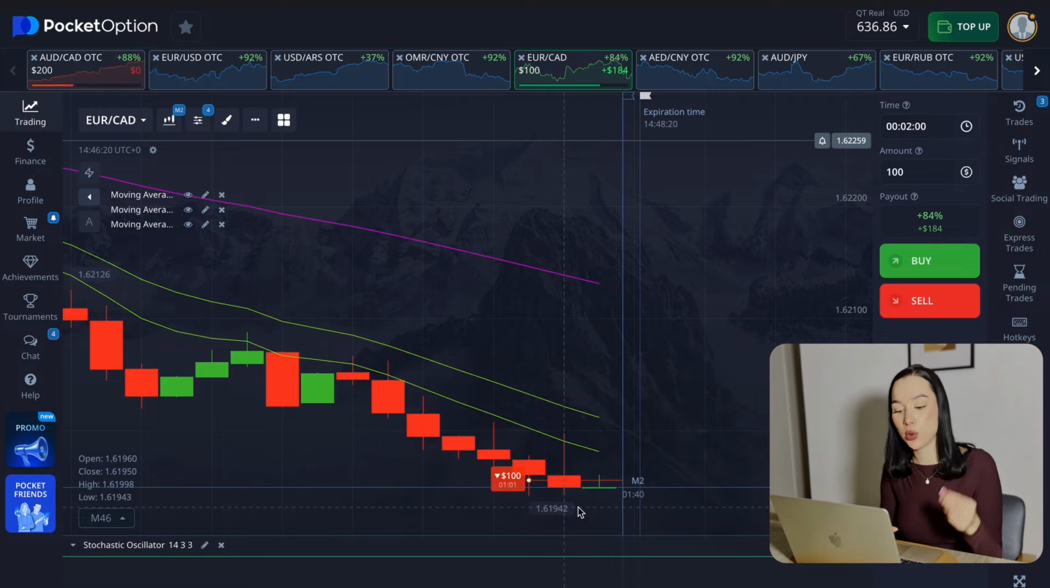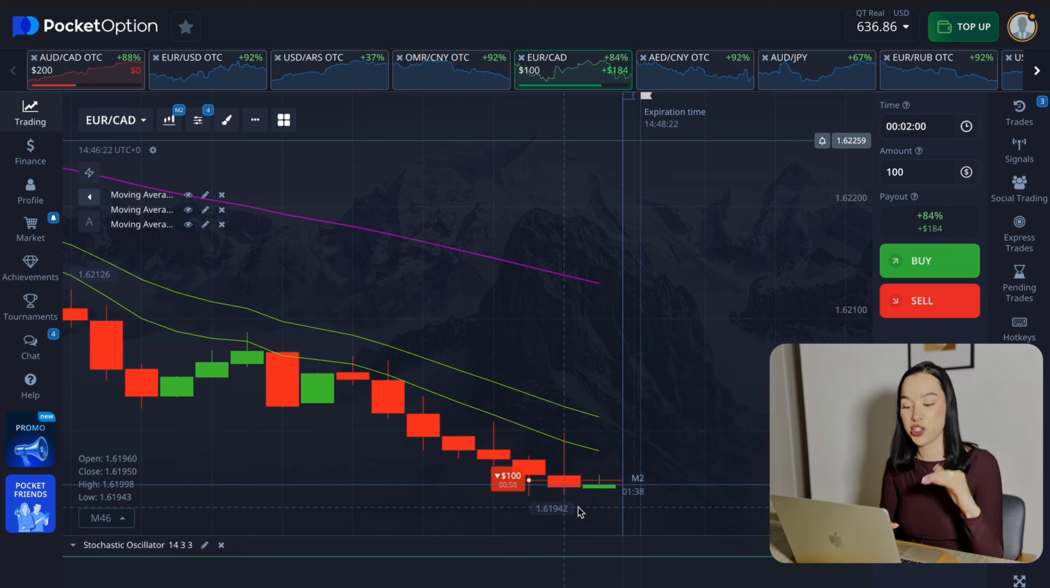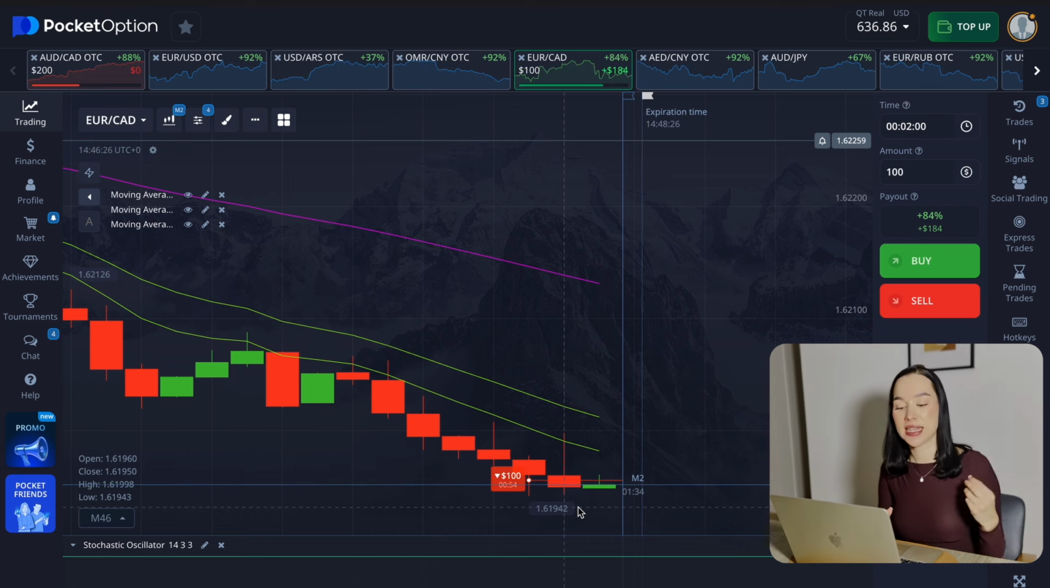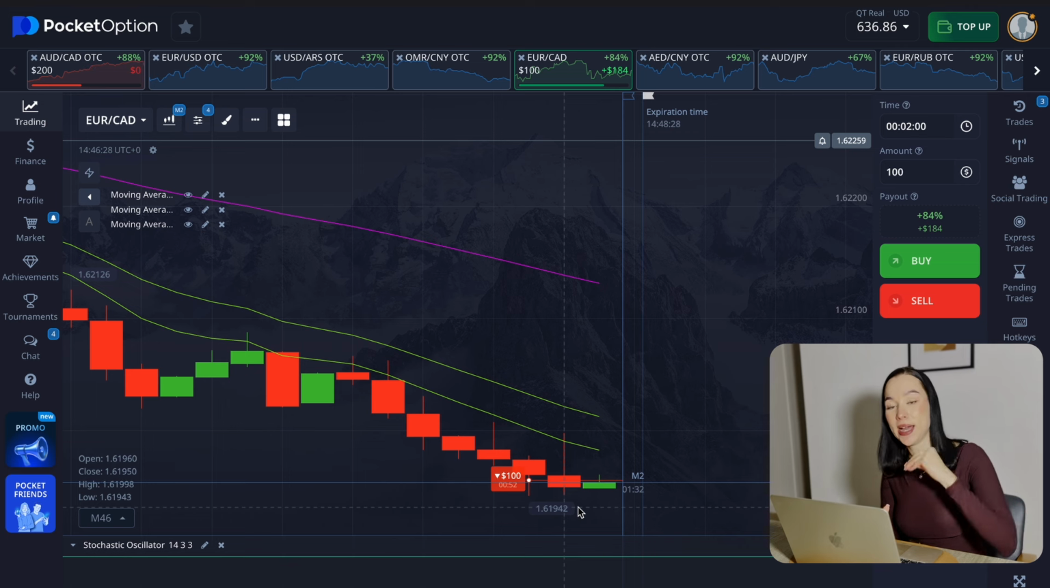Also, when stochastic is below 20, it's oversold. So price has been closing near the bottom of its range. And again, it doesn't mean you must instantly buy. It just signals that downward momentum may be exhausting.